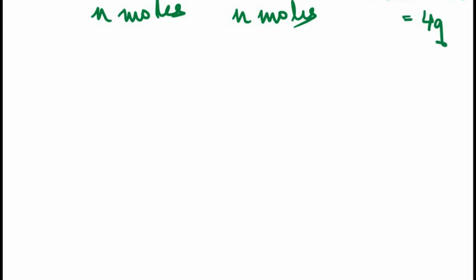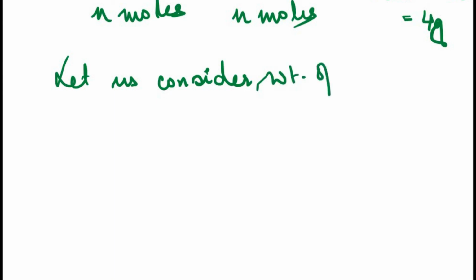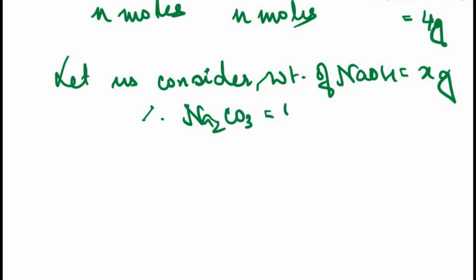So suppose there are n moles of NaOH, so there will be n moles of Na2CO3 as well. Another thing that is mentioned to you is the weight of NaOH plus the weight of Na2CO3 equal to 4 gram. So let us consider the weight of NaOH equal to X gram. Then Na2CO3 weight would be 4 minus X gram. Just this much was needed.